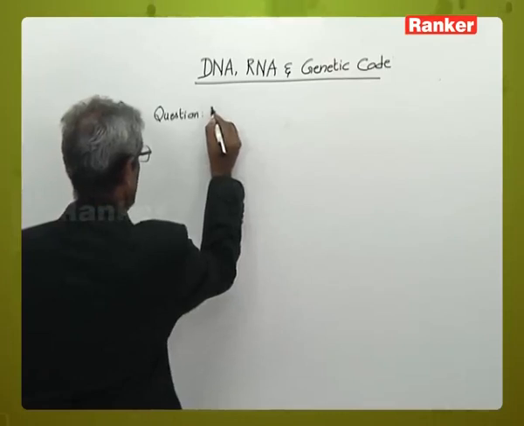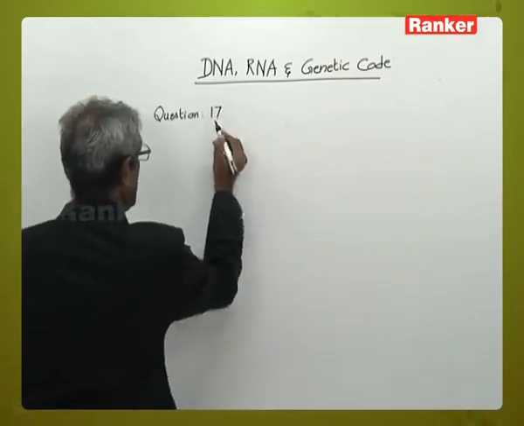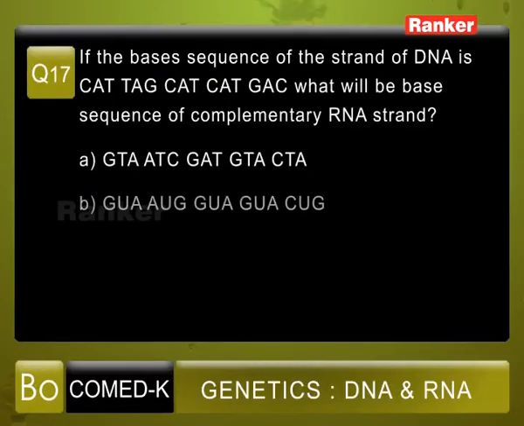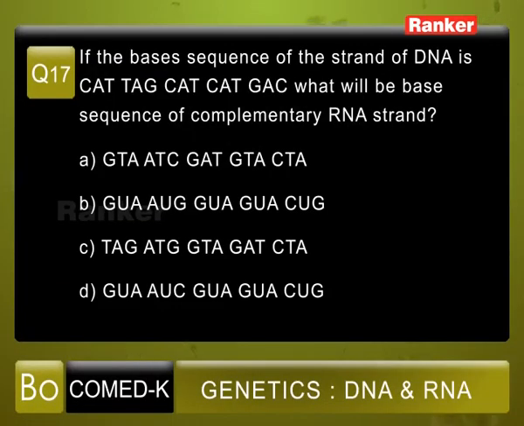Now, question number 17 is a typical question which normally comes in an entrance exam, wherein the base sequence of the strand of DNA is CAT, TAG, CAT, CAT, GAC. If it is CAT, TAG, CAT, CAT and GAC, what is the base sequence of the complementary RNA strand?